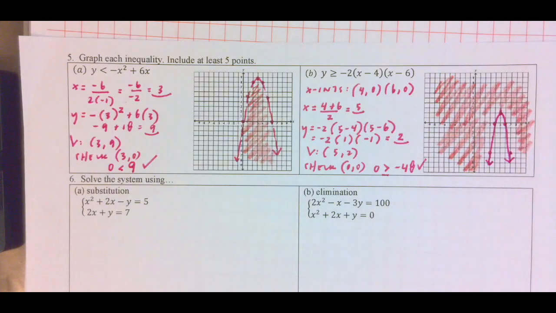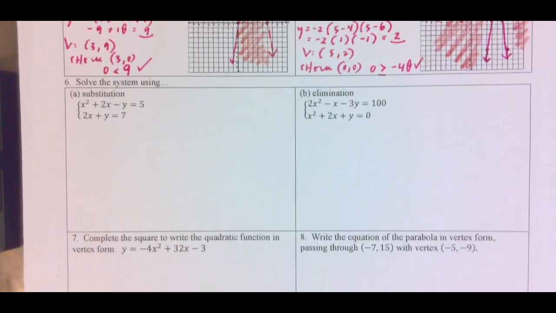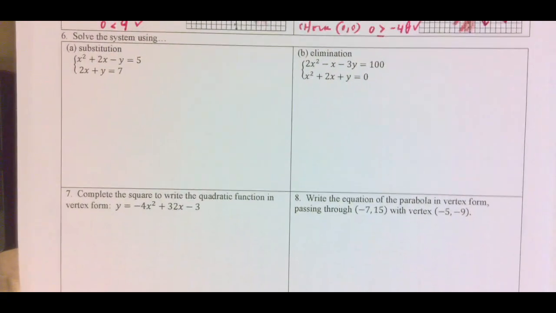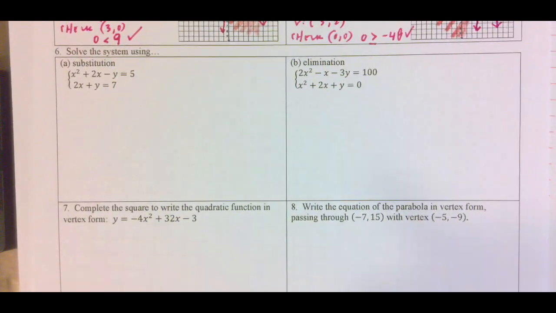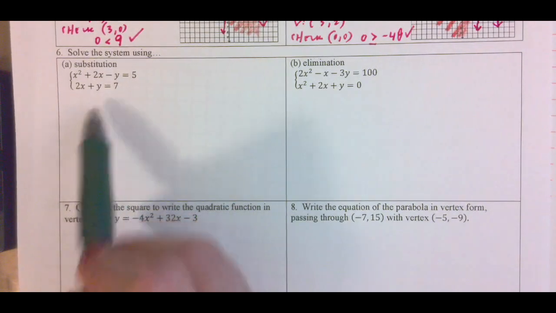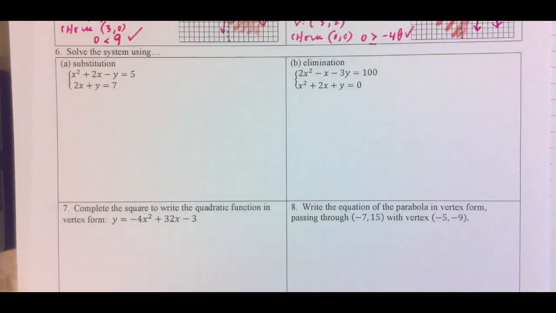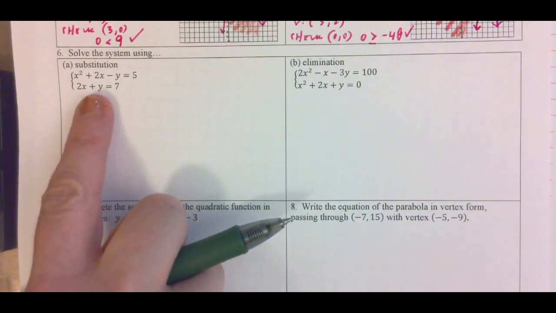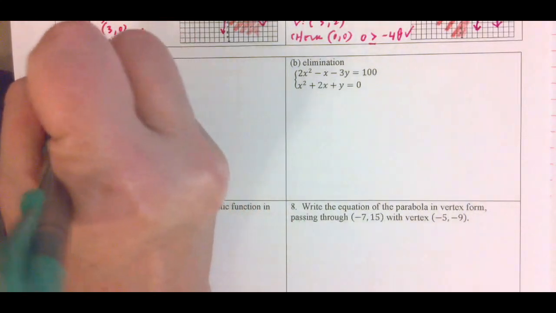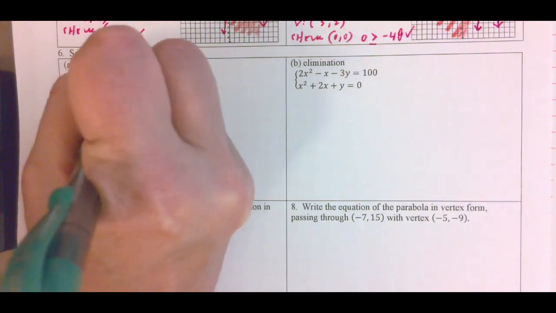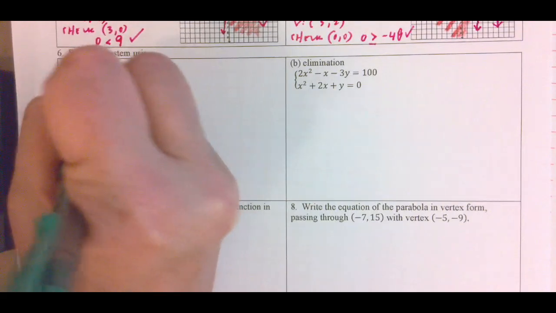Okay, next skill is solving systems using algebra. So using substitution or elimination. Oops, let me slide that back to there. Okay. So here, if I want to use substitution, I need to get y all by itself. And I would do that for the line, that second equation. So I'm going to subtract 2x to get the y by itself.